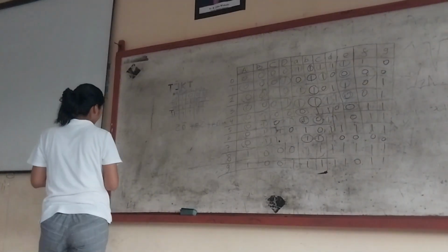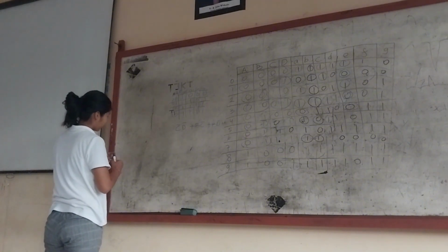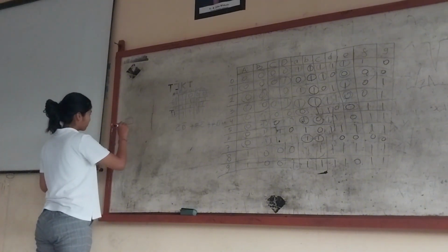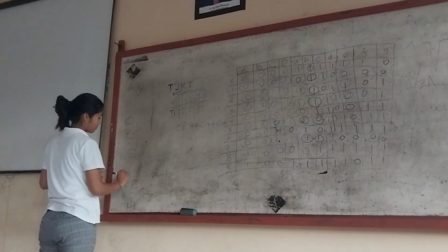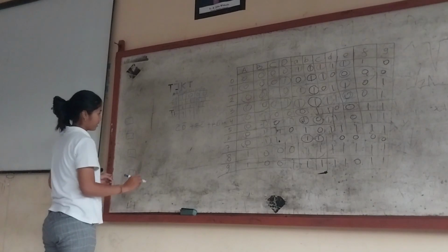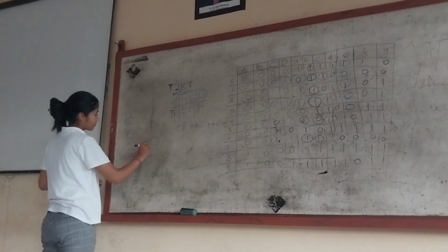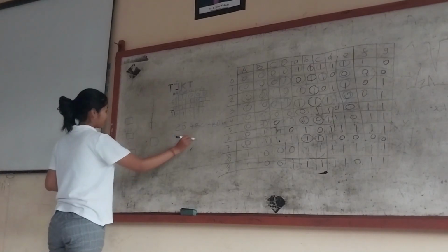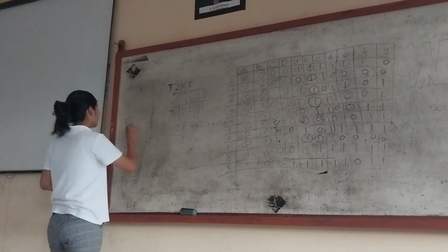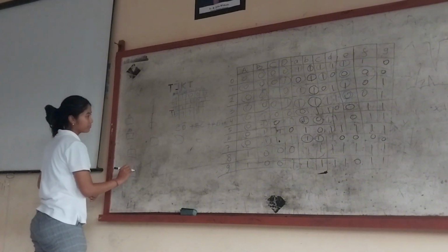So I will make the circuit. In here we have 4 variables, and 3 AND gates, and 1 OR gate. So in here A, B, C, and D.